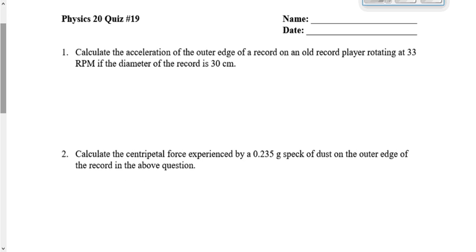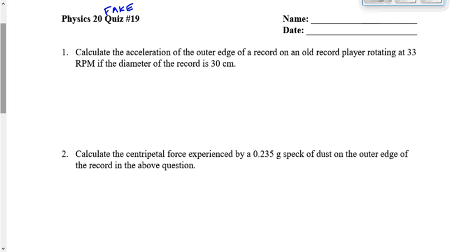At the top of this, it says quiz number 19. It's really fake quiz number 19. You're going to just do this on a piece of paper, and then we'll see what we get. Okay, look up here. We're going to do these questions now. Calculate the acceleration of the outer edge of an old record player rotating at 33 RPMs, revolutions per minute, if the diameter of the record is 30 centimeters.